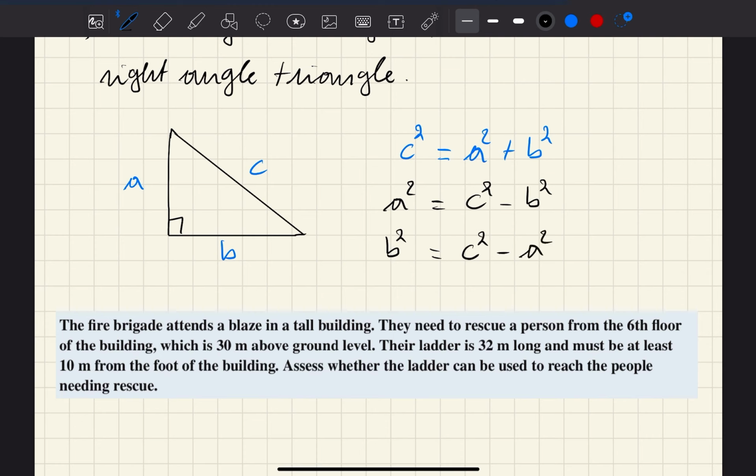What we are saying here is that this C is always the longest side of the triangle. No matter what, if you find that your B is greater than C, then that's wrong. Or if your A is greater than C, that's wrong. A and B can be equal, but C can never be equal to either of them. So C will always be the largest side. That's one important thing to remember.